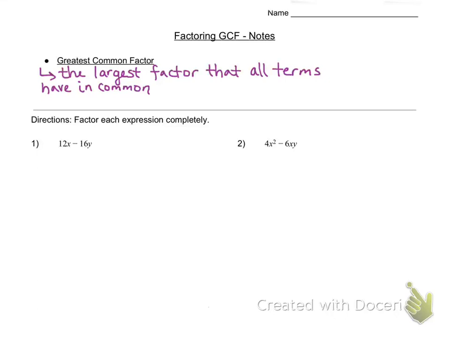This video is about factoring the greatest common factor out of a polynomial. And the definition of a greatest common factor is the largest factor that all terms have in common. So the directions state, factor each expression completely.